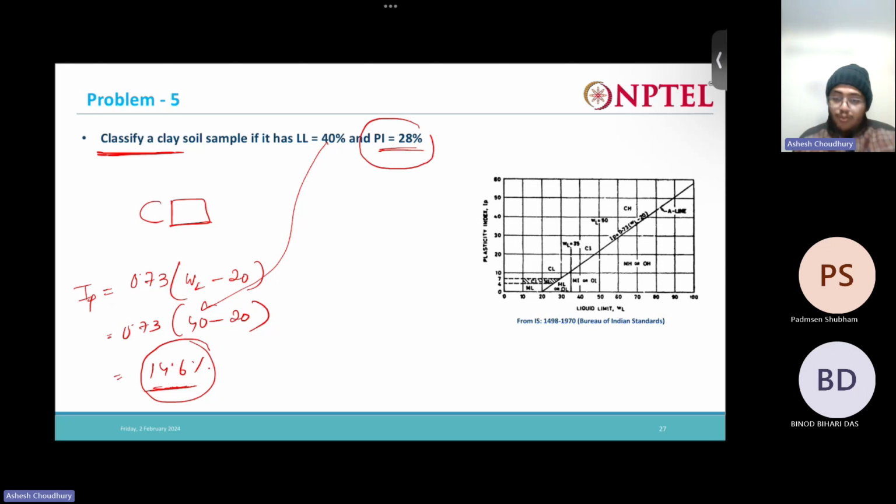So 14.6%, right? And our plasticity index is 28%. So obviously it is plotting above the A line, so it is going to be clay. The data also corroborates whatever is given in the question. Now we have to determine the suffix part, which is very easy. Just look at the liquid limit. The liquid limit is 40%.